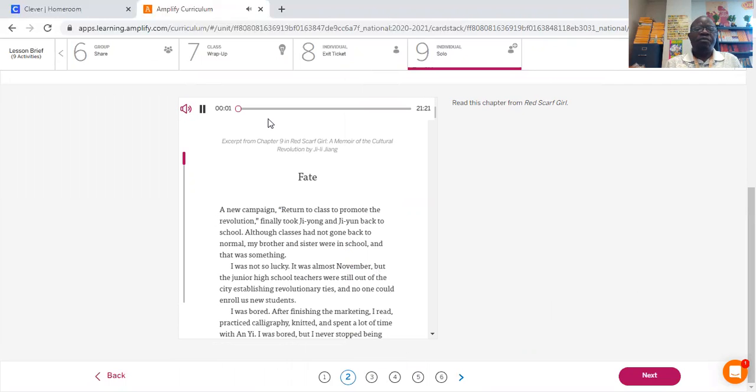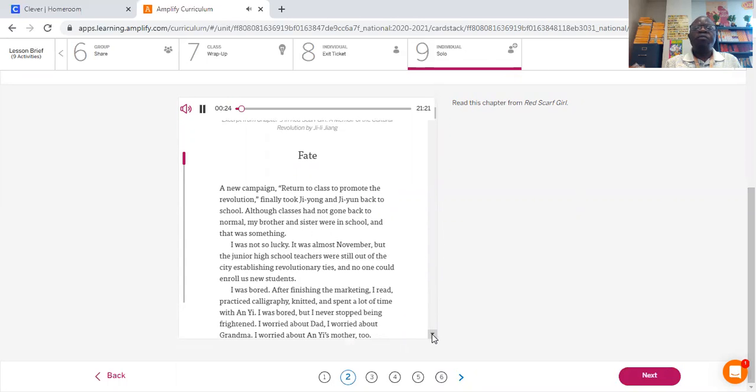A new campaign, Return to Class to Promote the Revolution, finally took Ji-young and Ji-yun back to school. Although classes had not gone back to normal, my brother and sister were in school, and that was something. I was not so lucky. It was almost November, but the junior high school teachers were still out of the city establishing revolutionary ties, and no one could enroll us new students. I was bored. After finishing the marketing, I read, practiced calligraphy, knitted, and spent a lot of time with An Yi. I was bored, but I never stopped being frightened.